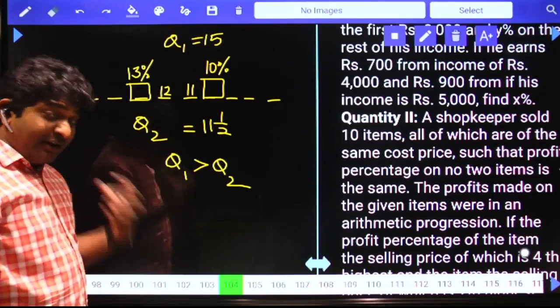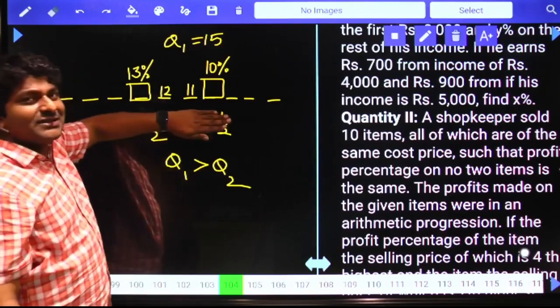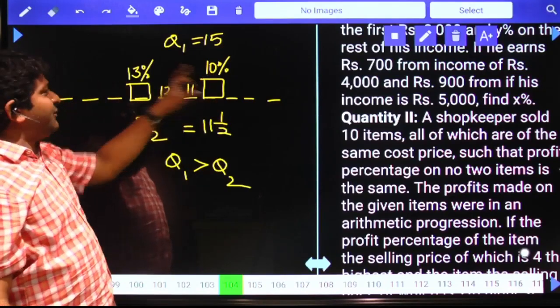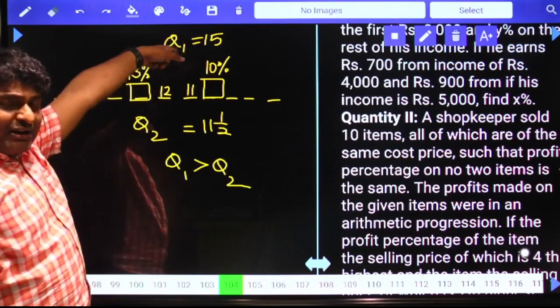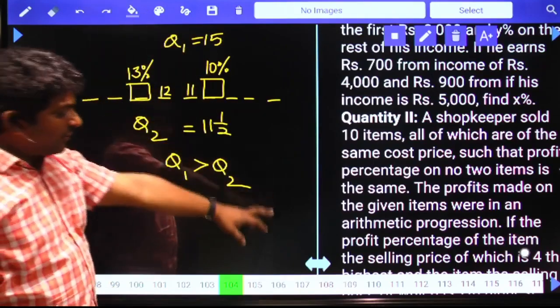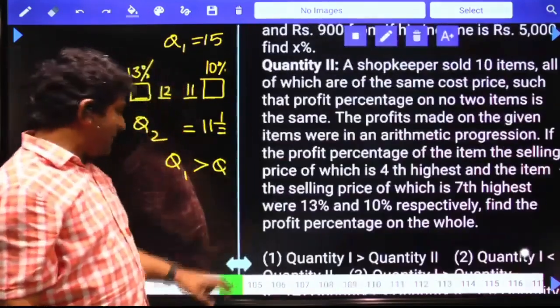But whatever the point I'm saying is, you don't have to calculate this. Your Q2 lies in between 10 and 13. Q1 is much more than that. Hence, Q1 is more than Q2. Answer can be done.